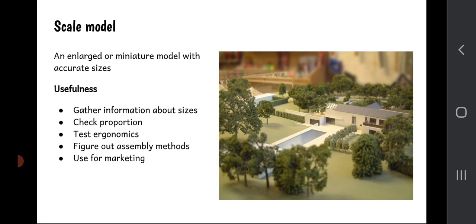And the usefulness of a scale model is simply that we can gather information about the sizes of things. Once we know the scale factor, or the amount at which the model has been reduced or enlarged, then we can measure the model with an ordinary ruler, multiply or divide by the scale factor to get the real world size of something. So it's great also for checking proportions, for testing ergonomics, for also figuring out assembly methods. And it's definitely useful for marketing, especially around building houses and things like that.